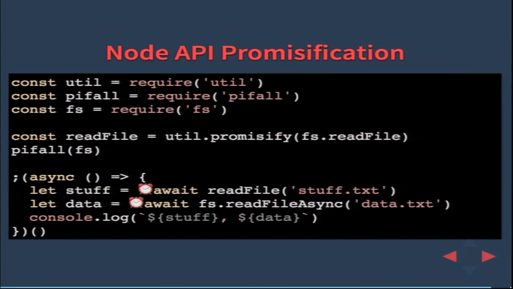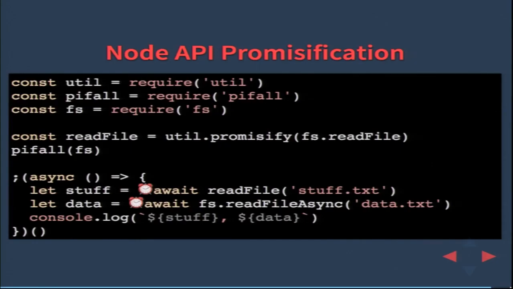Also, I'm going to use pyfall against the entire file system module, and what that will do is go through every single method in the module, and create a sibling method with the word async appended to the name of the function. So now you can see below that we await the readFile call. That is now a promise, and we're also able to await this call on the file system module, and that is also a promise.